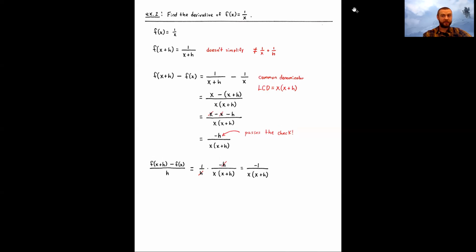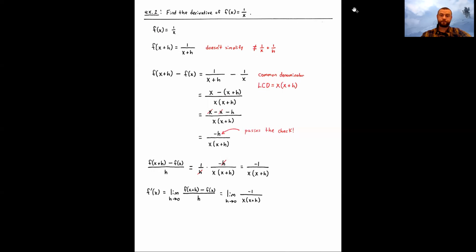Again, this is all at the level here of a pre-calculus question. We get negative 1 divided by x times x plus h. The last thing that we need for our calculus course is to take a limit as h goes to 0. And that will give us the derivative f prime of x.